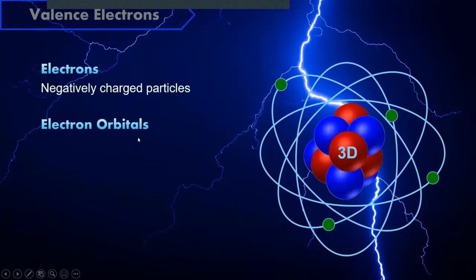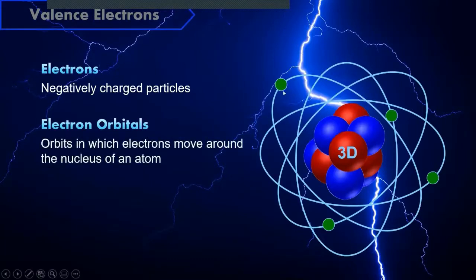Now we are down to the last subtopic, which is valence electrons. Here we have again the electrons, the negatively charged particles located on the rings outside the nucleus. We have electron orbitals, another term for ring or shell: orbits in which electrons move around the nucleus of an atom. And the last term is valence electrons, the outermost ring of electrons in an atom.